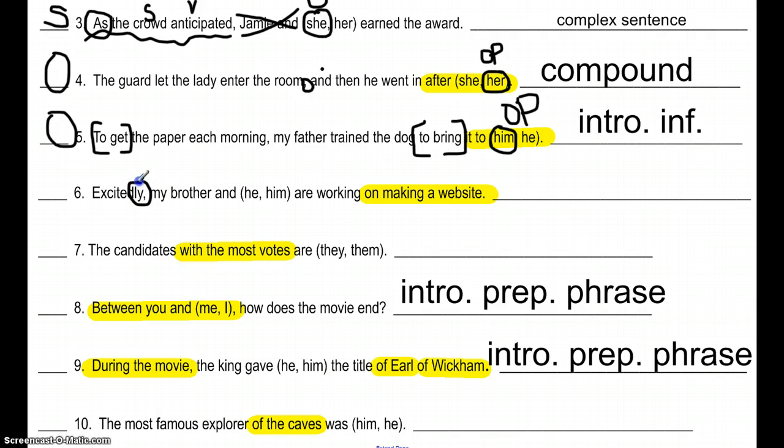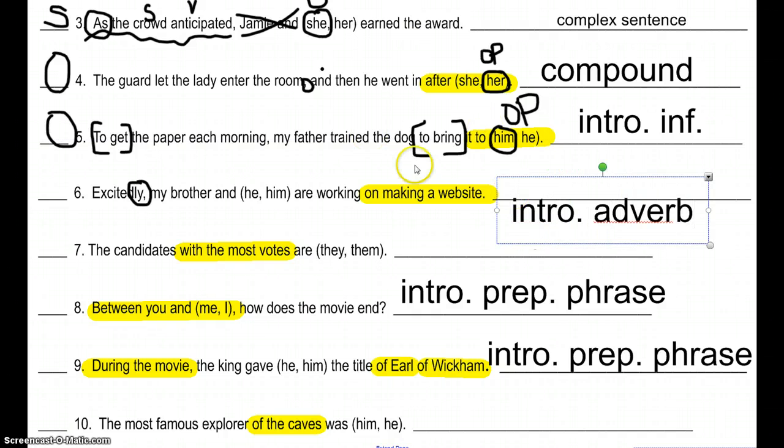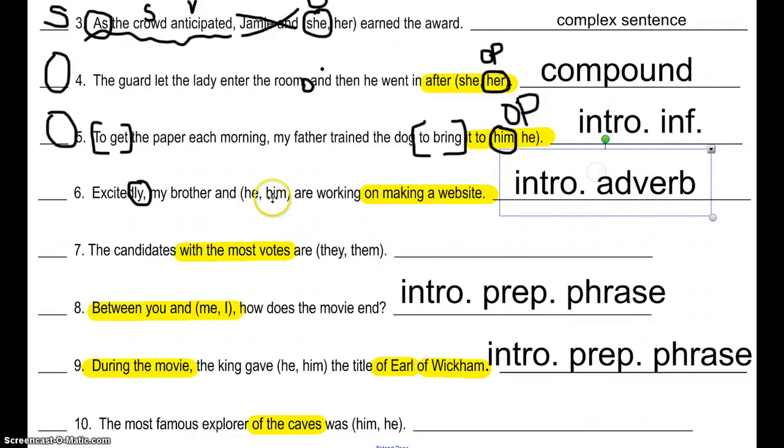Excitedly, I can tell right there that I have an adverb at the beginning, so this one is an intro adverb. Now I've got to figure out, do I want to say he or him? So I want to get rid of the other person, my brother. Now, I have "he are working" or "him are working," and of course neither one of those sounds correct.